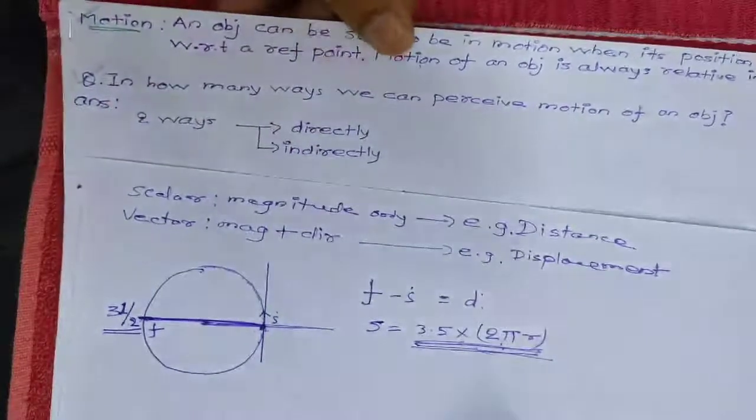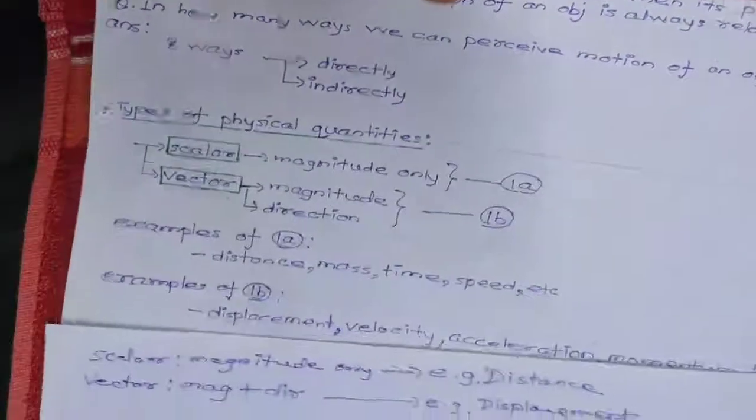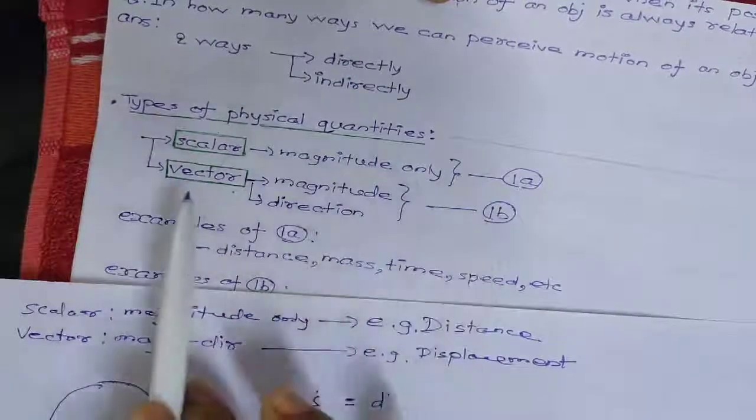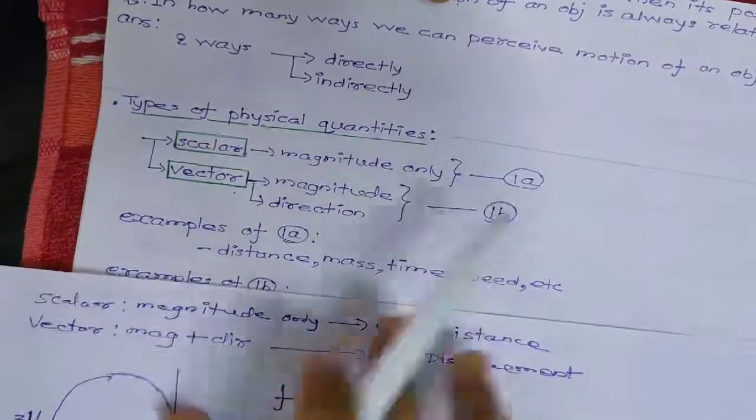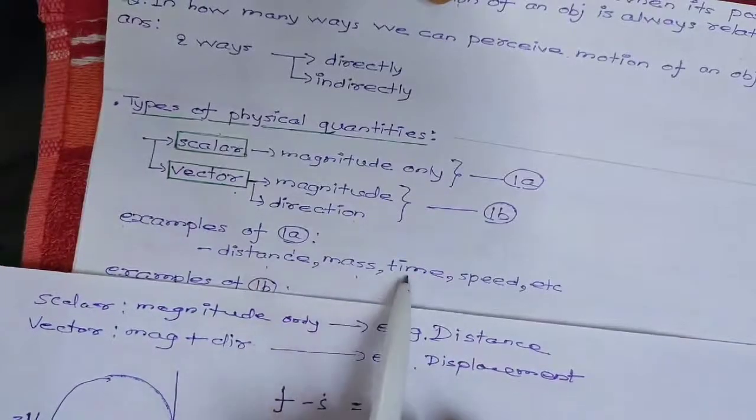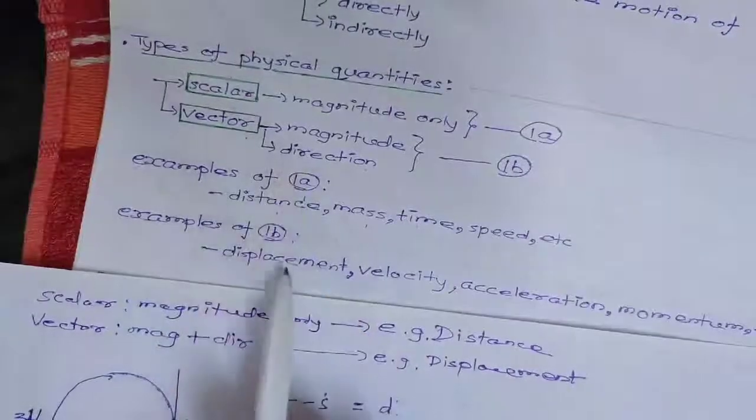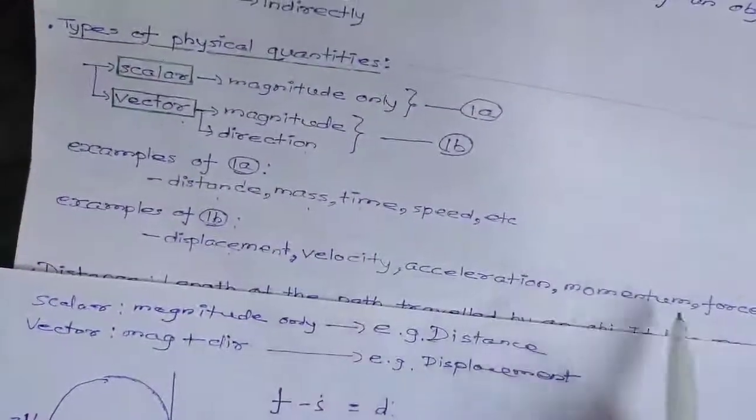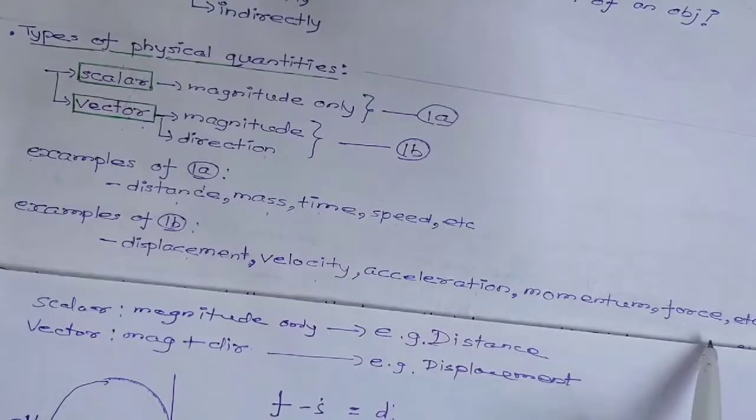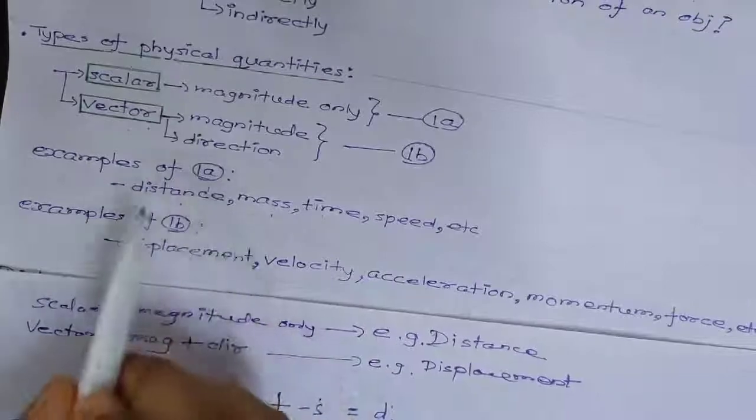Now let us come back to the definition of scalar and vector. This type of physical quantity is scalar, magnitude only; vector, magnitude and direction. The examples of scalars are distance, mass, time, speed. And examples of vectors are displacement, velocity, acceleration, momentum, force. Some of the physical quantities you might not be aware of, so don't worry about that, we will take care of it. Till now we know about distance and displacement.